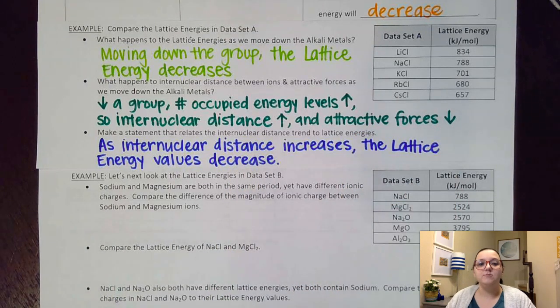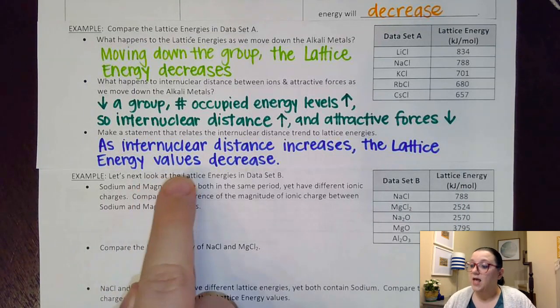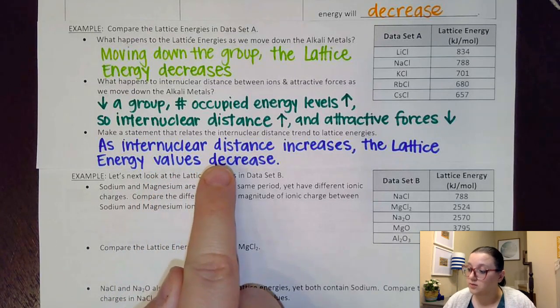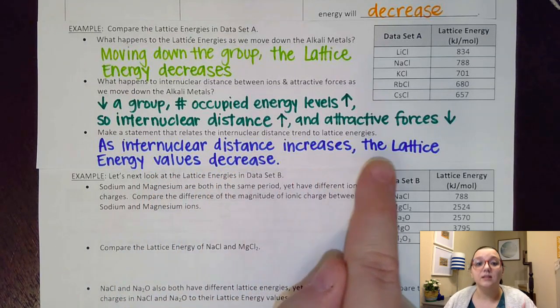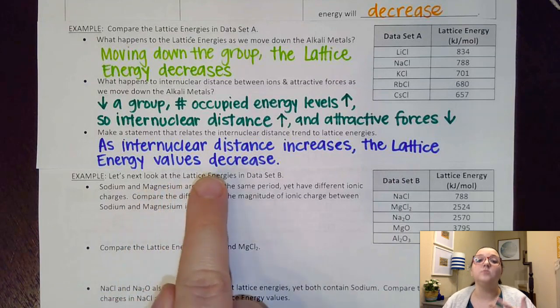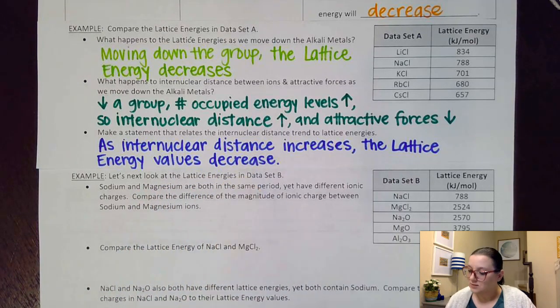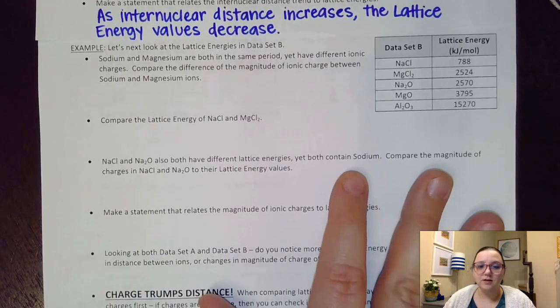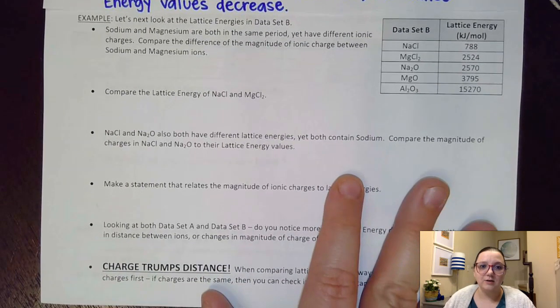So it then wants us to make a concluding statement that relates internuclear distance and lattice energies. So I said, hey, as internuclear distance increases, the lattice energy values will decrease. All right, so with that said, let's now look at our second set of data down here.